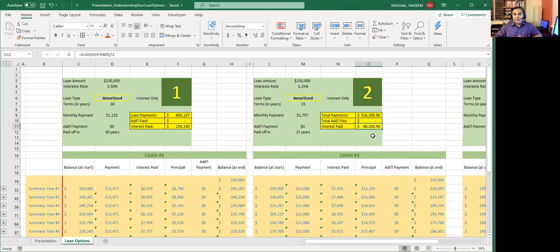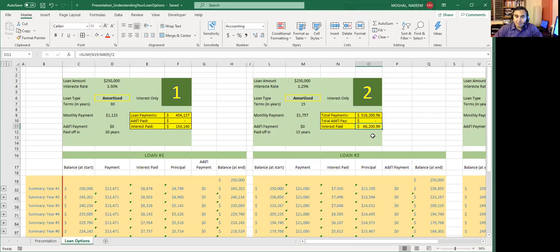Now, clearly, if anyone is looking at these two scenarios, these two options, given how much you are potentially saving in your interest payments, it's almost a no-brainer, right? That one should go for option 2 and not option 1. But what's the biggest difference between the two? Your monthly payment. Of course, we are saving on the interest, but the biggest difference is your monthly payment. $1,123 versus $1,757.